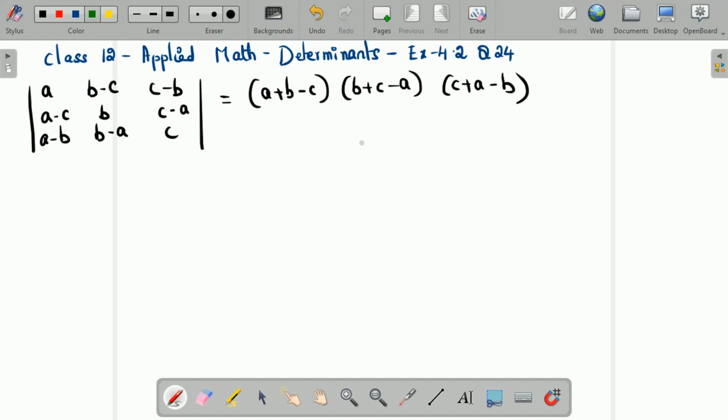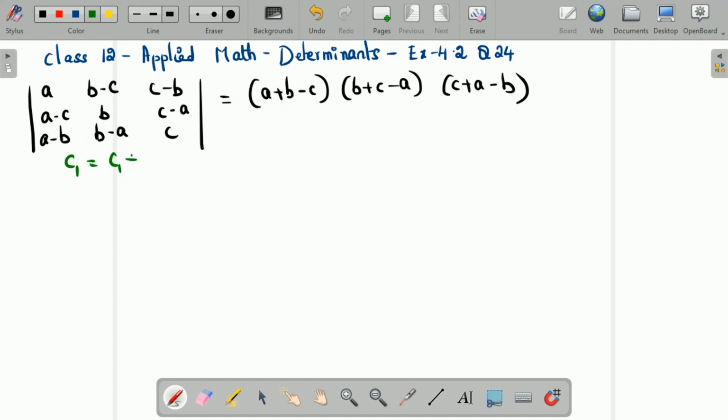In this video, let's find the solution for the 24th question in exercise 4.2. So here in this determinant, we are supposed to prove its value is equal to a plus b minus c into b plus c minus a into c plus a minus b. Let's start with the first transformation.